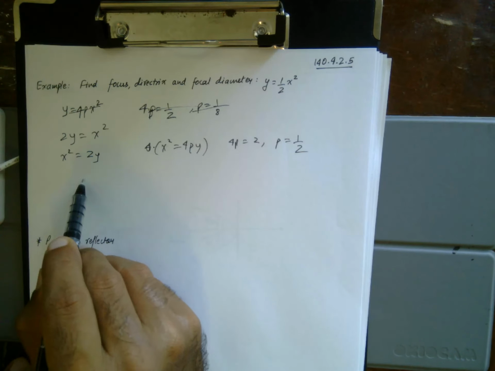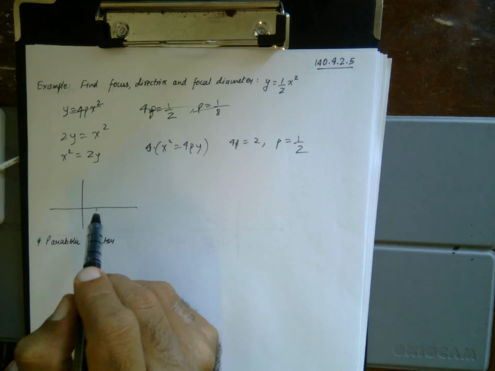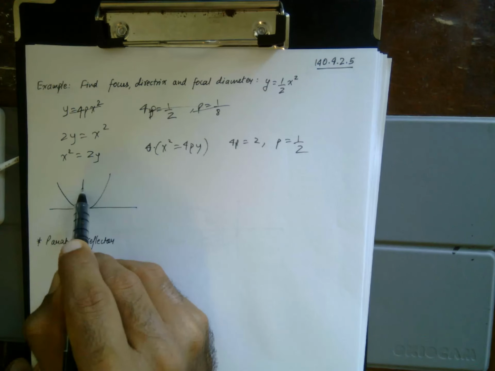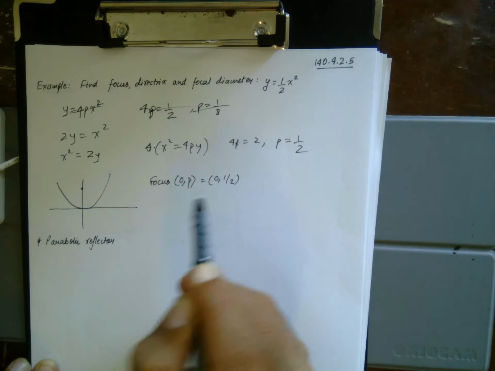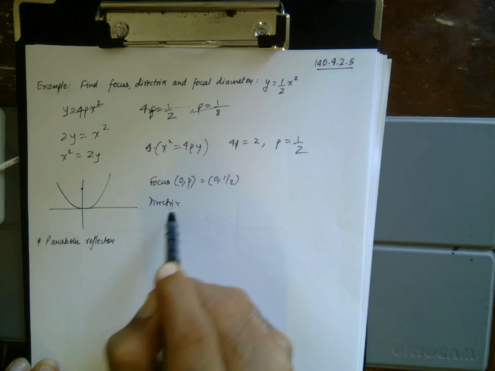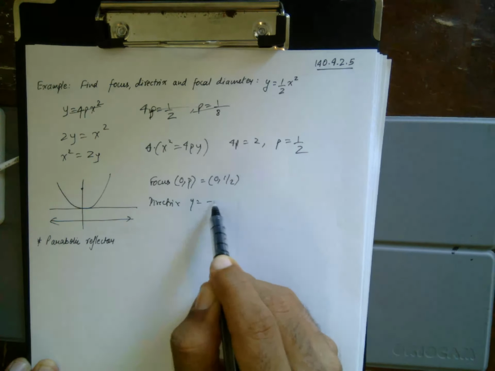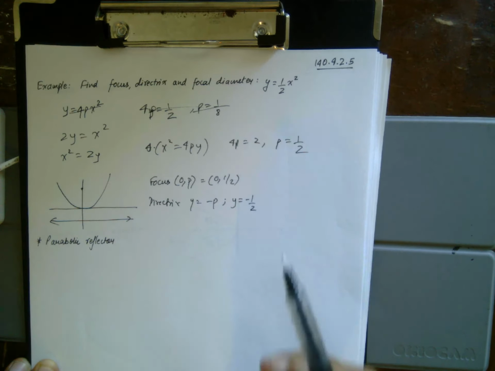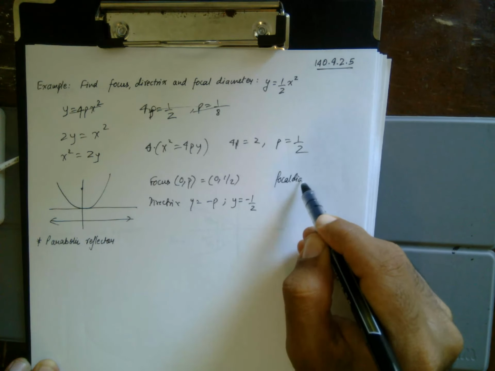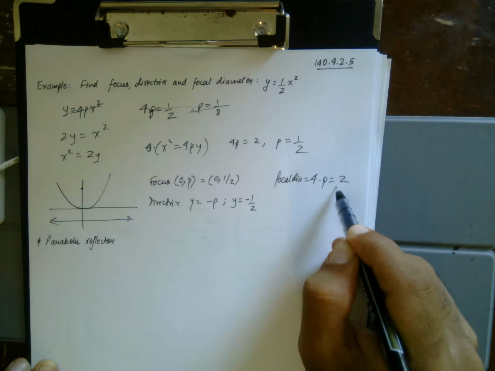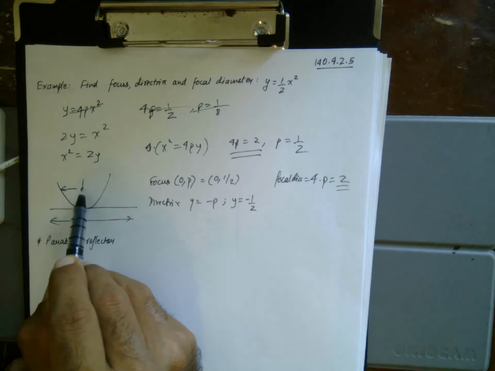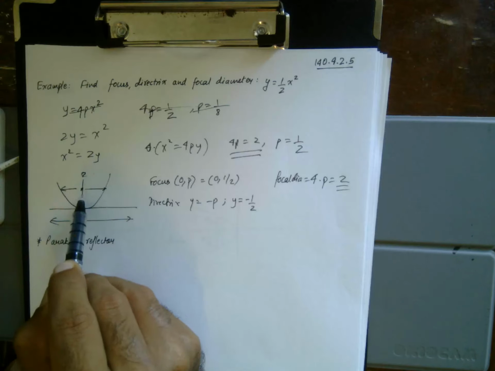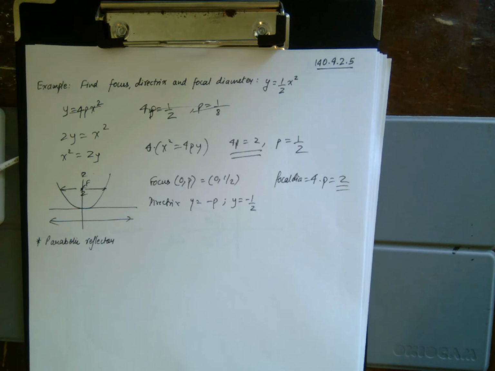Now this is a parabola that goes like that. So my focus is 0 comma p, so that is 0 comma 1/2. My directrix is down here, so it's y equals negative p, or y equals negative half, and the focal diameter is 4 times p, which is 2, just based on this value here. So at the focus, this distance is going to be 2, right at the focus.